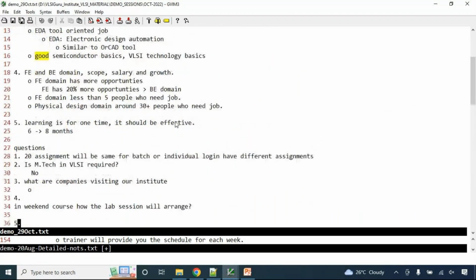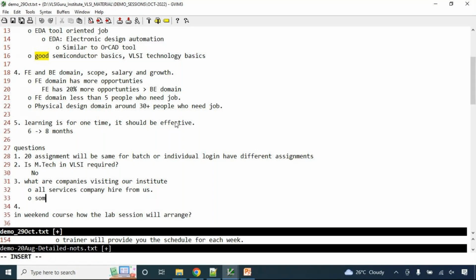So what are the companies visiting the institute? Pretty much every company visits. The only thing is all services companies hire. You know that there are two kinds of companies: product companies and services based companies. All services companies that hire from VLSI hire from us. Some of the product based companies hire from us as well. We are very well connected with the services companies.